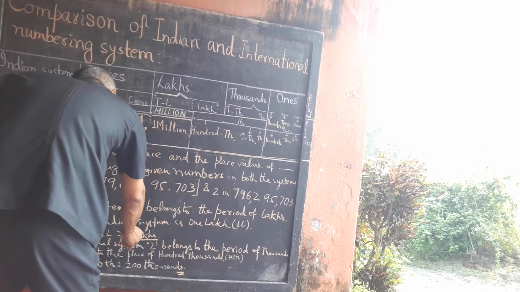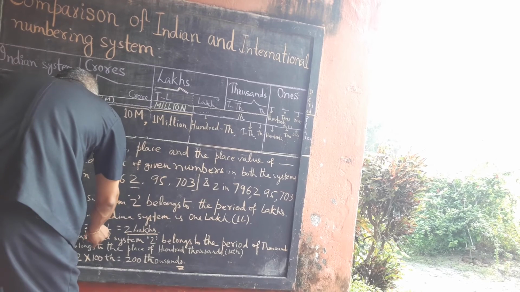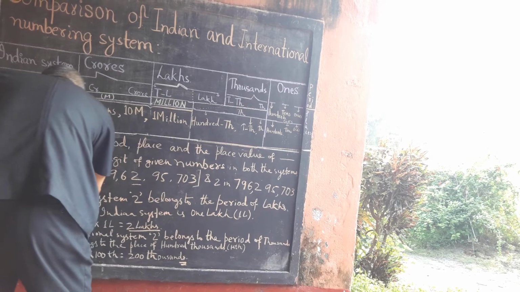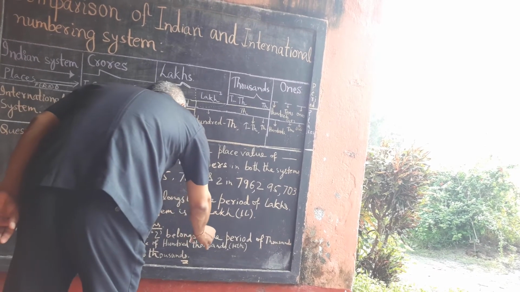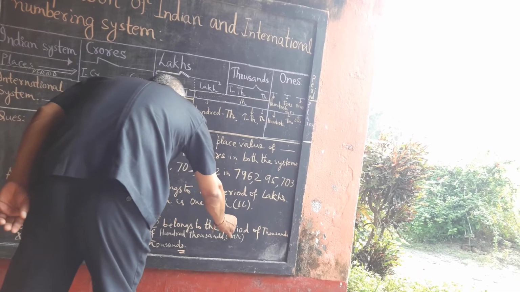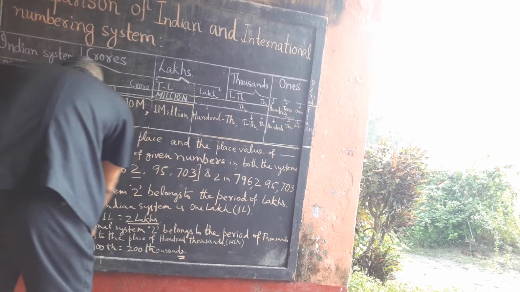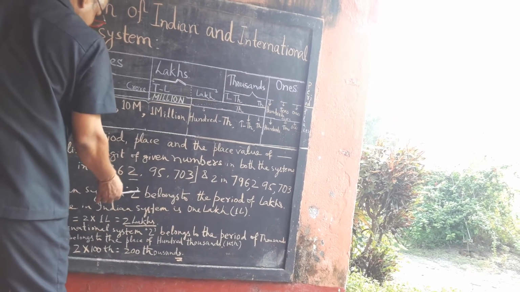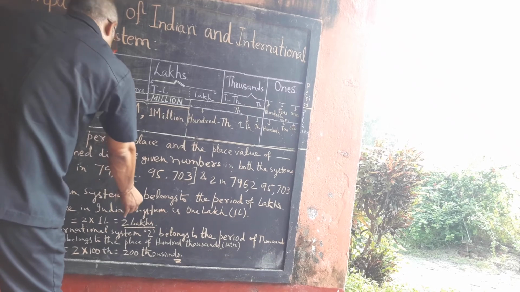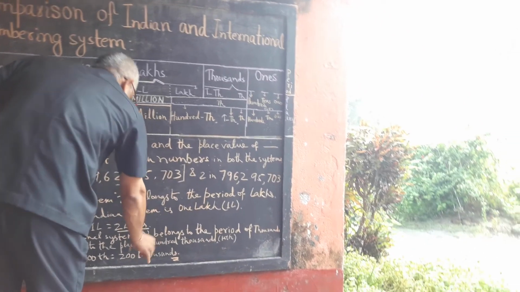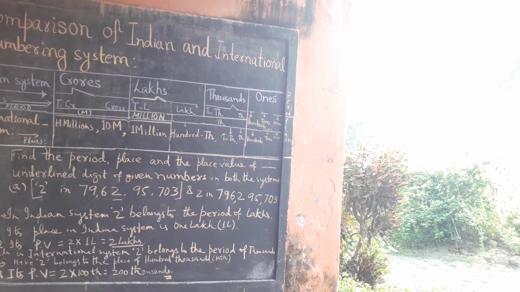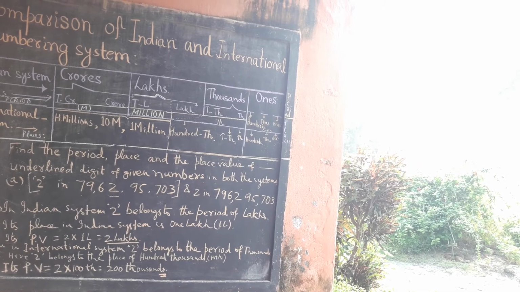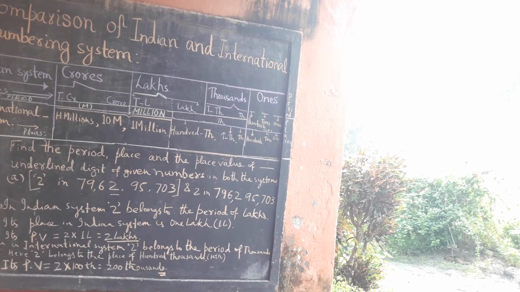In international system, 2 belongs to the period of thousands, and 2 belongs to the place of 100,000. In symbolized form, it is written as 100,000, and its place value will be 2 into 100,000 is equal to 200,000. So you can understand 2 lakh is equal to 200,000. In this way, you have to clear this idea with the help of the solution of concerned questions.